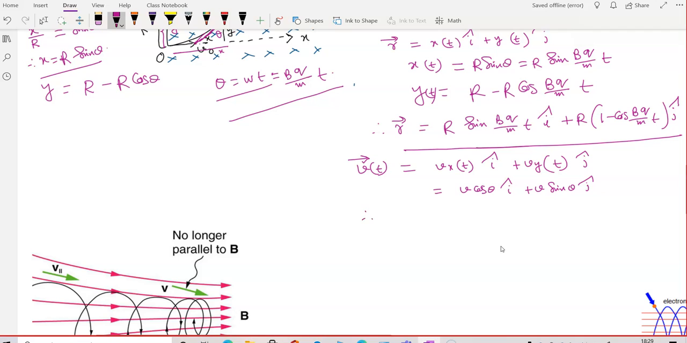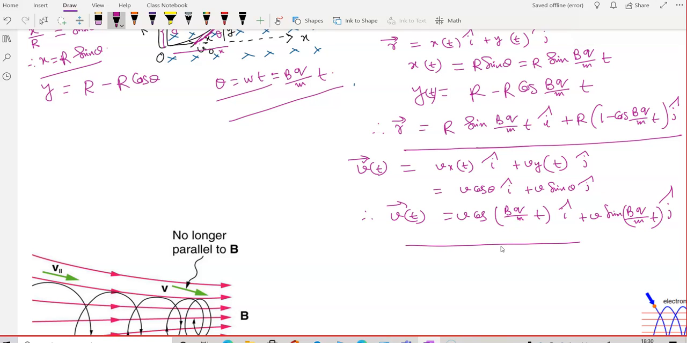Therefore V(t) is going to be V cos theta, where theta is omega t again. So V cos(Bq by m t) i cap plus V sin(Bq by m t) j cap. Okay. This is the expression for the velocity of the charged particle in a magnetic field.